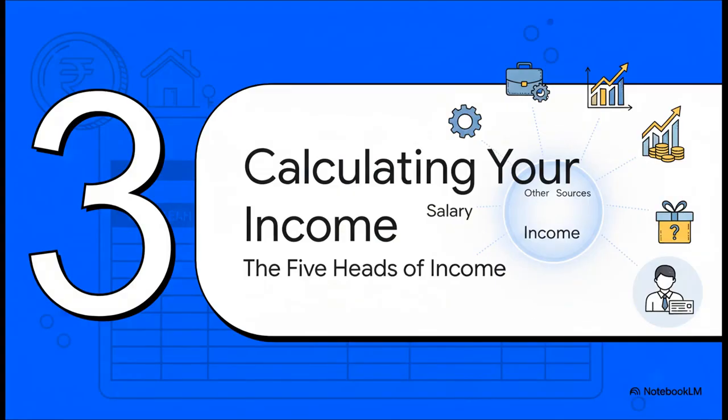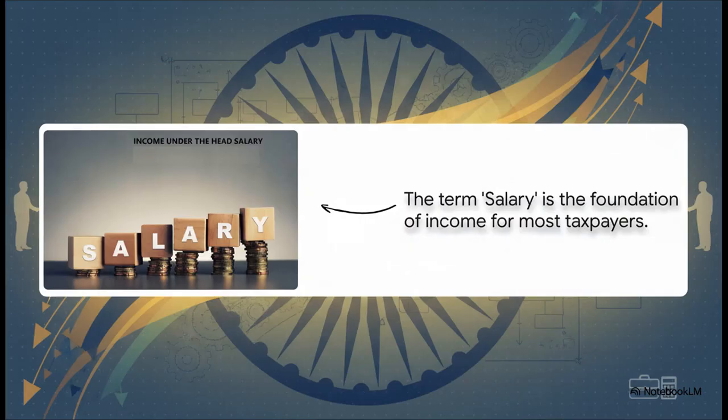Okay, so we know who pays and on what basis. Now we get to the fun part, calculating the actual income. The Income Tax Act sorts every possible kind of income into 5 neat heads, or buckets. You've got salary, house property, business or profession, capital gains, and other sources. For our little explainer here, we're going to zoom in on the one that applies to most people, income from salary. Now, the word salary sounds pretty straightforward, right?